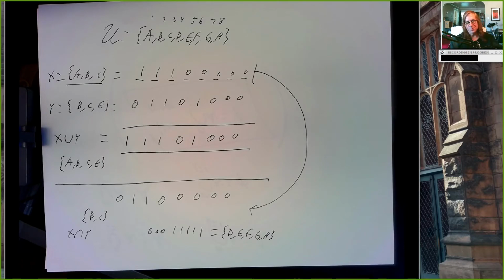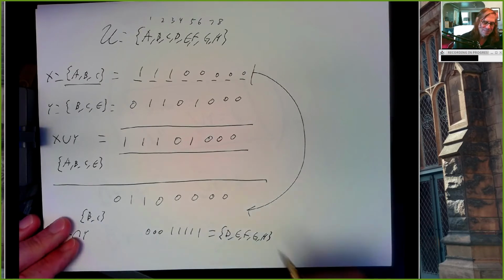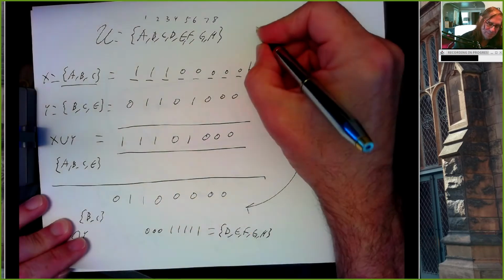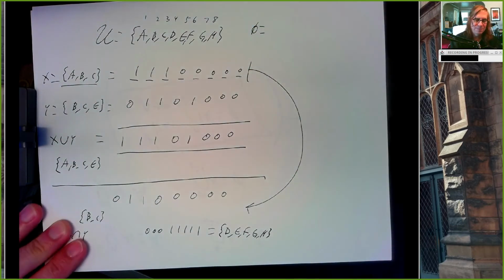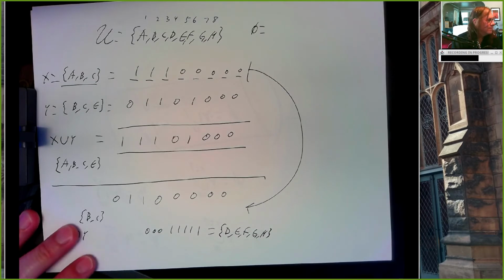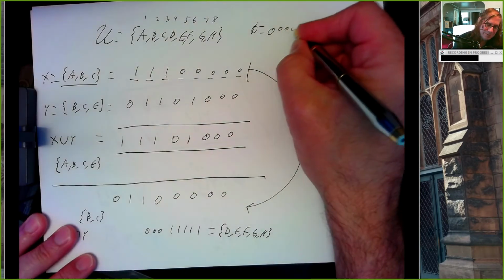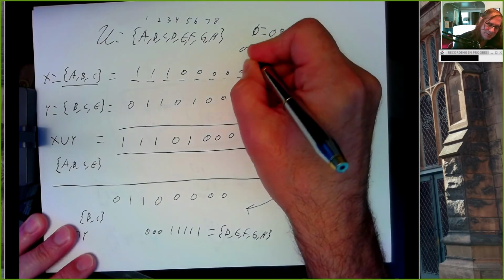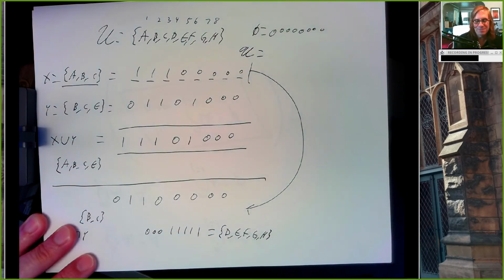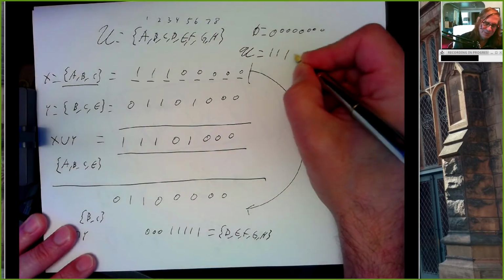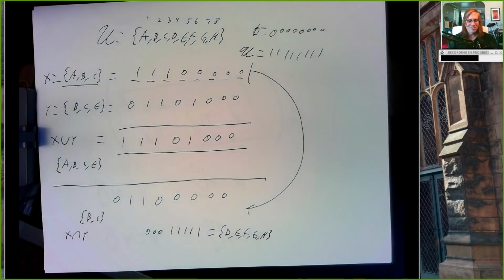So what's the string that corresponds to the empty set? Would it just be all zeros? It'd be all zeros. And what's the string that corresponds to the universe? All ones. Yeah. All ones. You got it.